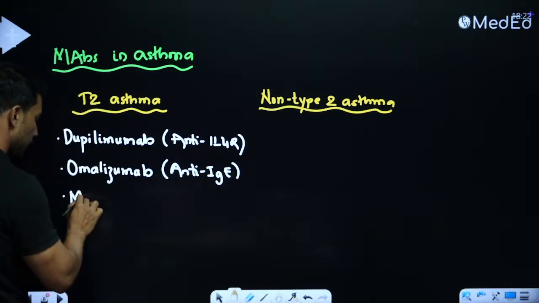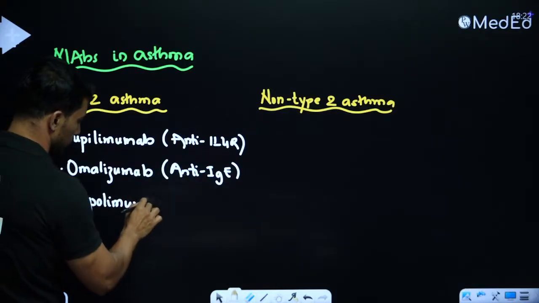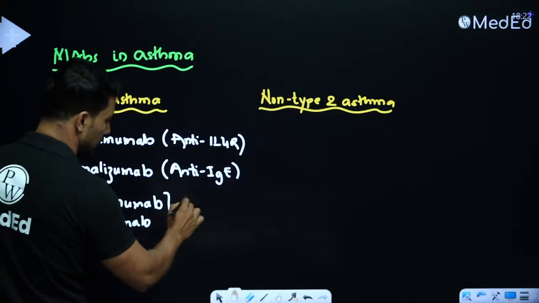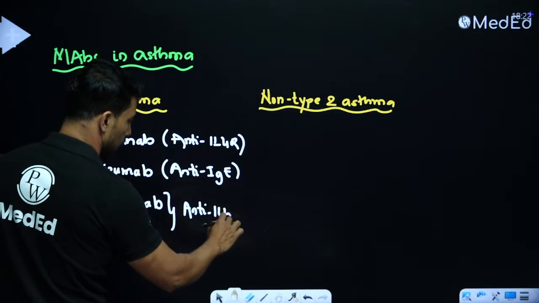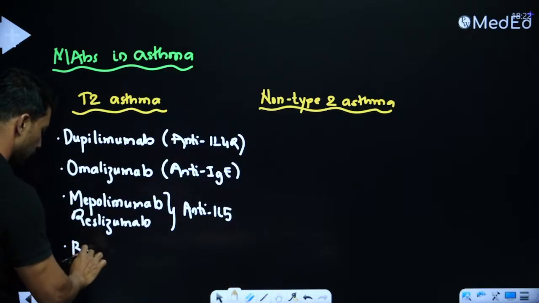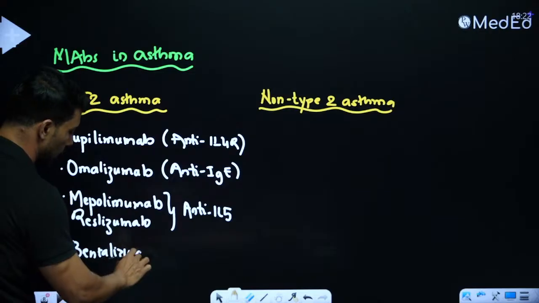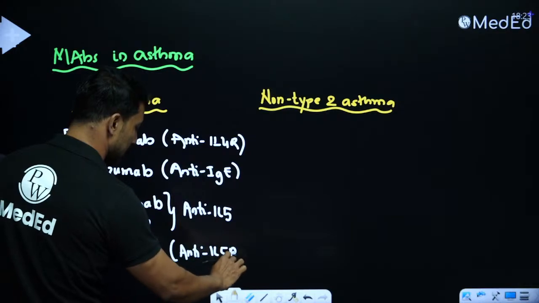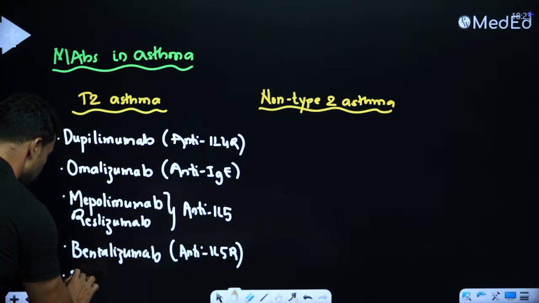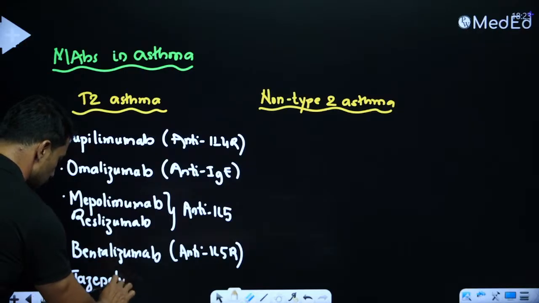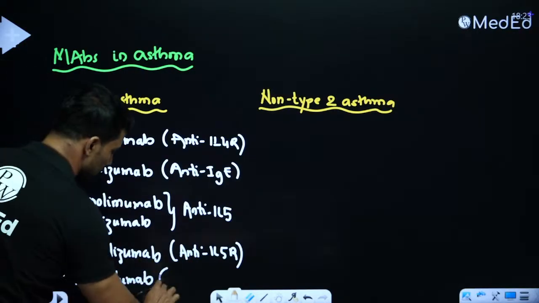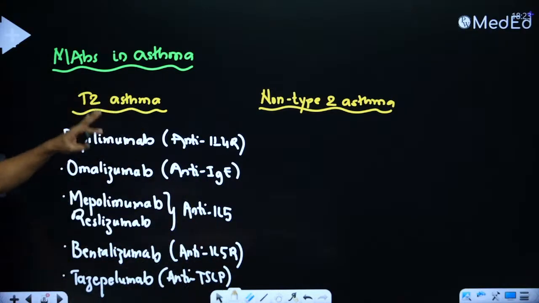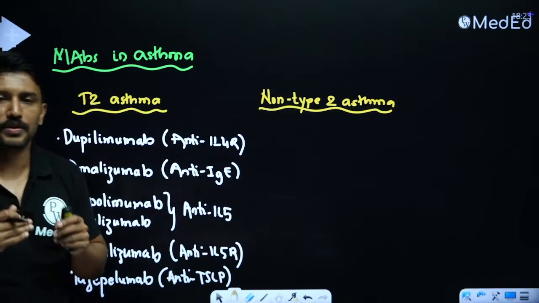Then I have mepolizumab and reslizumab. These are monoclonal antibodies against interleukin 5. And then we have one more, benralizumab, which is a monoclonal antibody against interleukin 5 itself, but not directly, but at its receptor, that is anti-IL-5 receptor. And we have a very new antibody called tezepelumab, which is against anti-thymic stromal lymphopoietin or TSLP. All these are there.